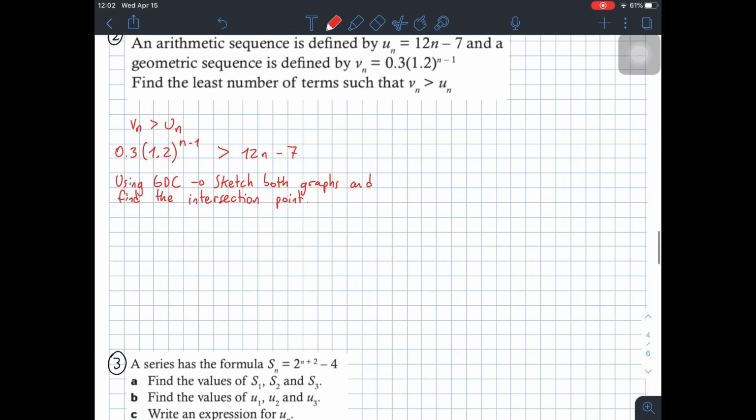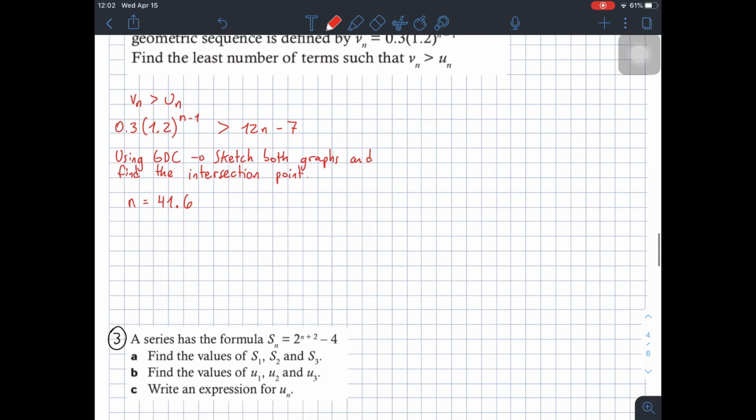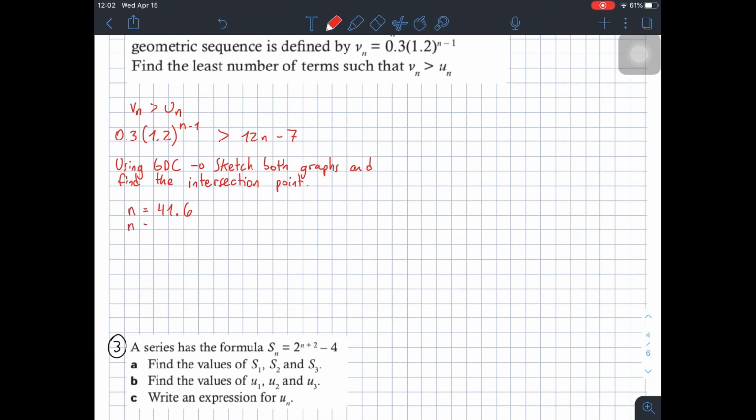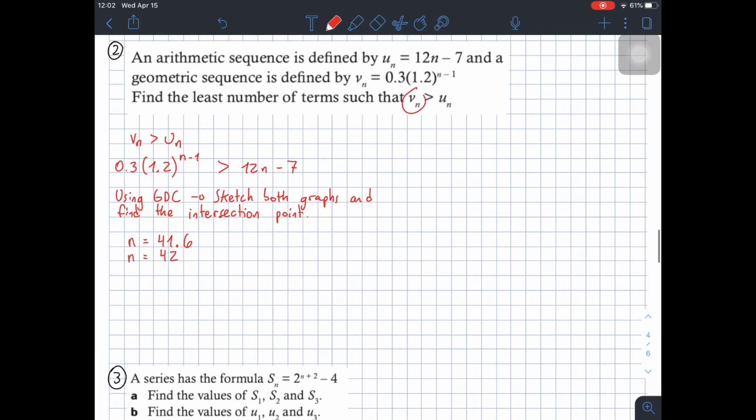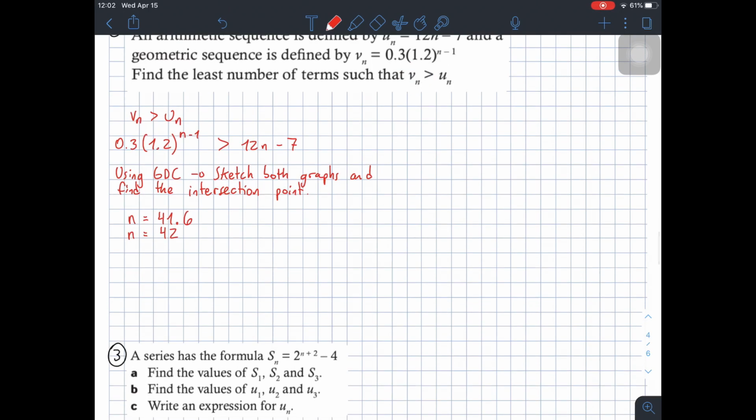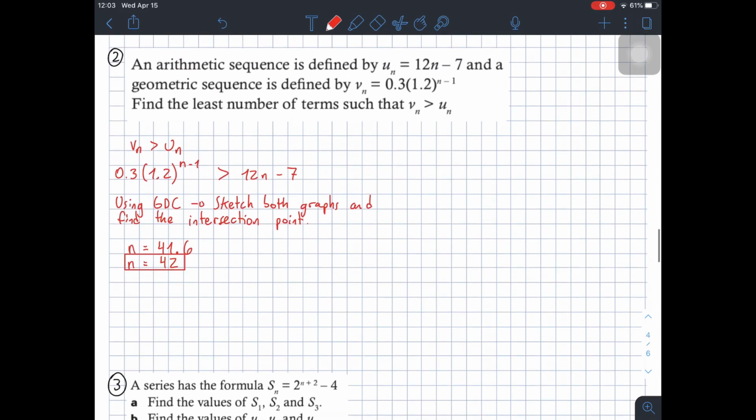So by doing that, we get that the value of n, which is x in our calculator, gives us 41.6. But remember, the value of n can never be a decimal number, so we need to round this up, right? We need to round it up because that will be the first value for which Vn would be greater than Un. Okay, so n equals 42 is the least number of terms such that Vn is greater than Un. I hope you understood how to use a calculator in this case.